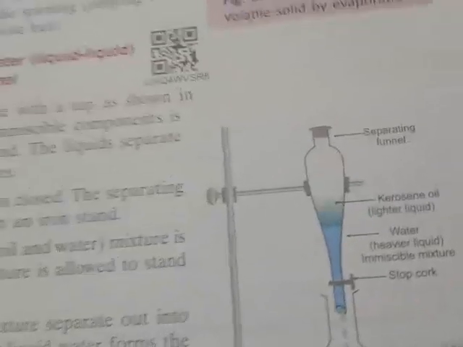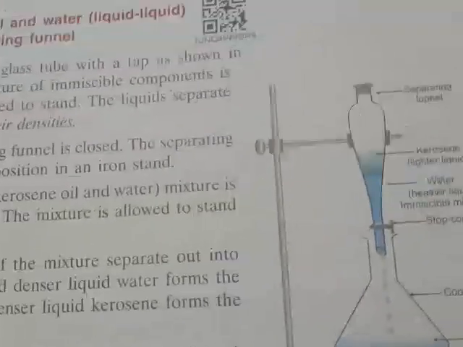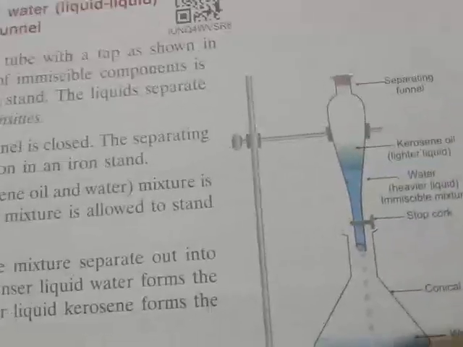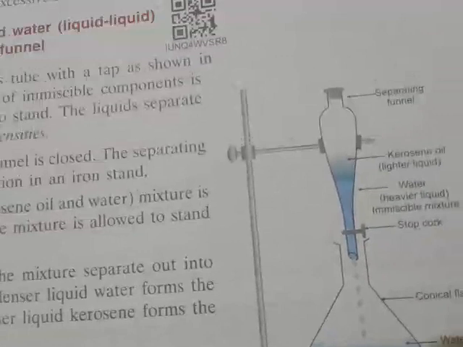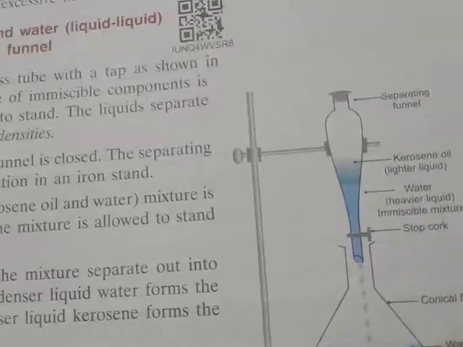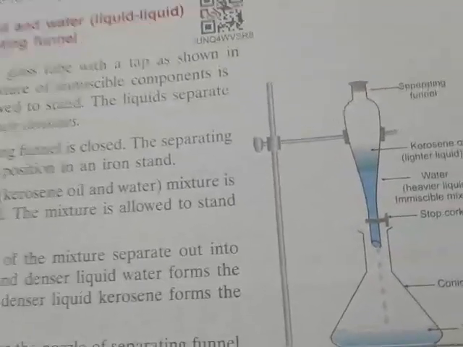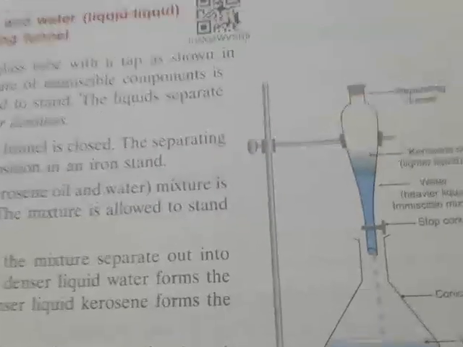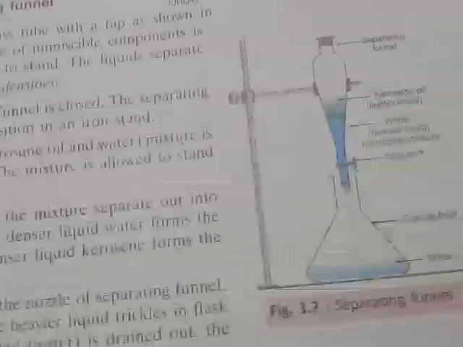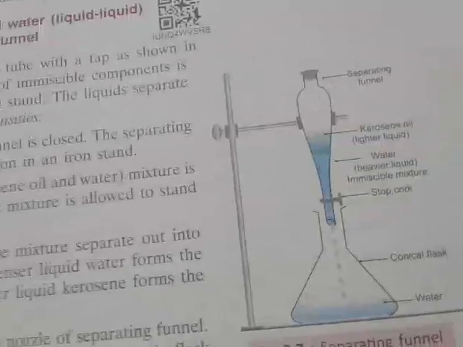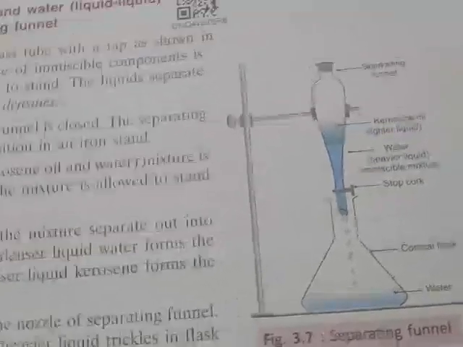Suppose you have kerosene and water. How do you separate them? You take this mixture in a separating funnel and shake it, and the whole mixture will separate on the basis of densities. The kerosene oil will remain on the upper side and the water on the lower side, because water is the heavier liquid and kerosene is the lighter liquid. As a result, kerosene oil stays above the water, with a clear separation between them.